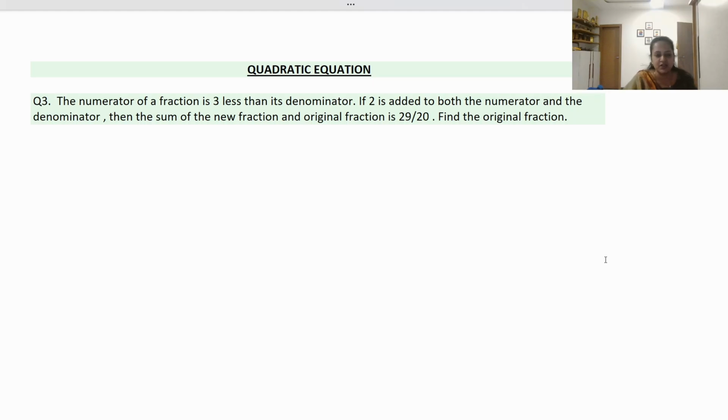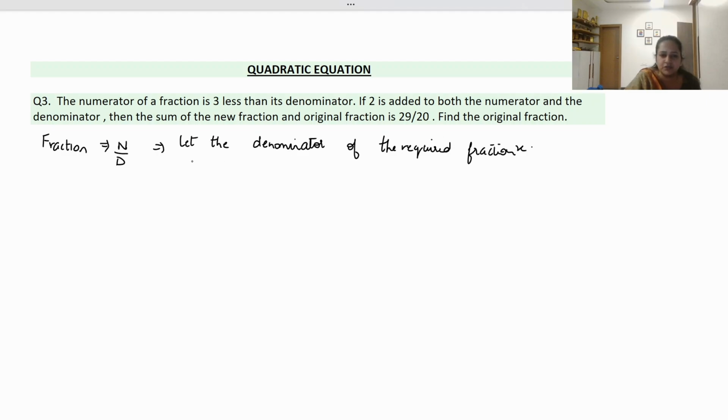Now when you look at a fraction, it is of the form numerator upon denominator, right? Now the first condition says numerator is 3 less than denominator. So we are given numerator in terms of denominator. Hence we'll write: let the denominator of the required fraction be x.